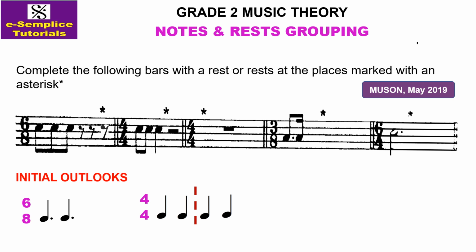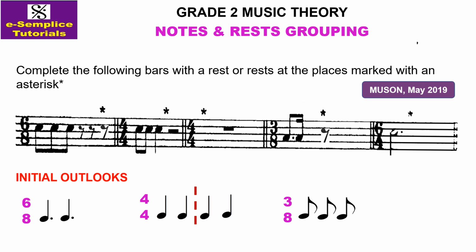Let's move to 3/8 time. The initial outlook, 3 quavers in a bar, or 3 quaver beats in a bar. The first quaver is represented there, and then the dot on the quaver plus the semiquaver forms beat 2. So it means beat 3 is completely absent, and beat 3 is a quaver. So a rest that can fill that will be a quaver rest.